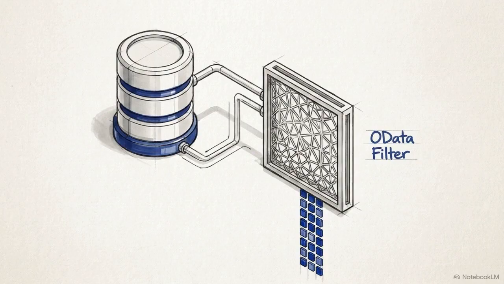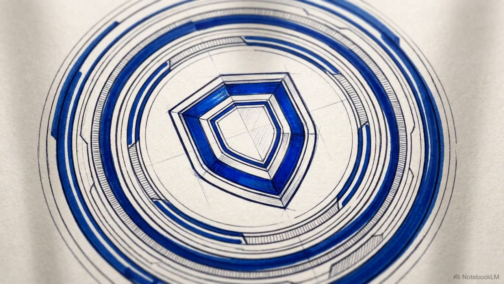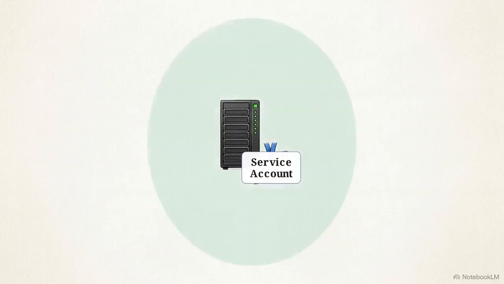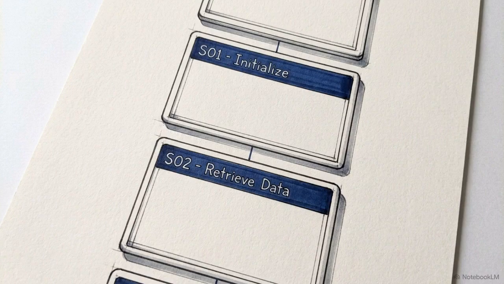Look at this complete architecture for a 5,000 record batch processor. It filters data via OData at the source, controls concurrency to prevent race conditions, delegates tasks to child flows, and wraps the execution in a structured try-catch framework. This architecture must be supported by strict enterprise governance. That means using dedicated service accounts rather than individual user credentials, enforcing least privilege permissions, and adhering to strict naming conventions for every action and variable.